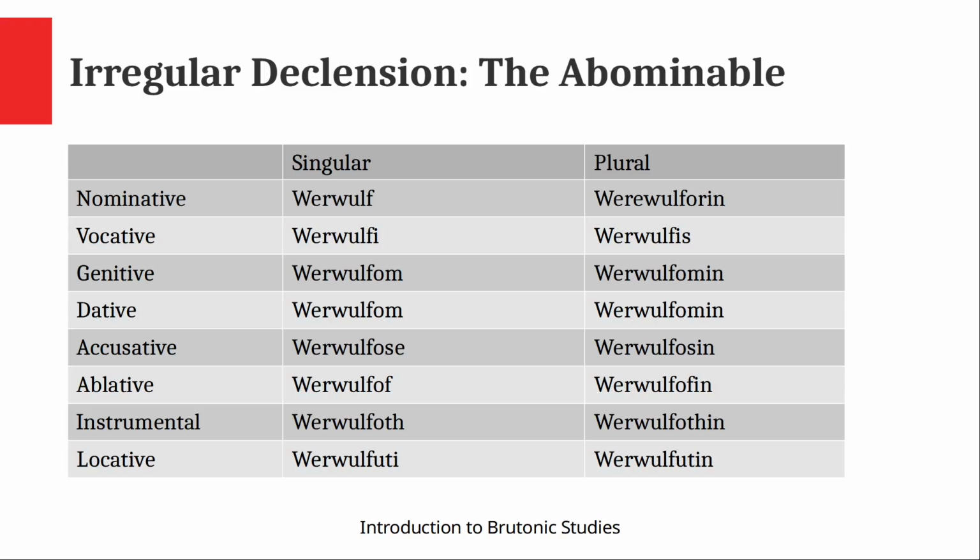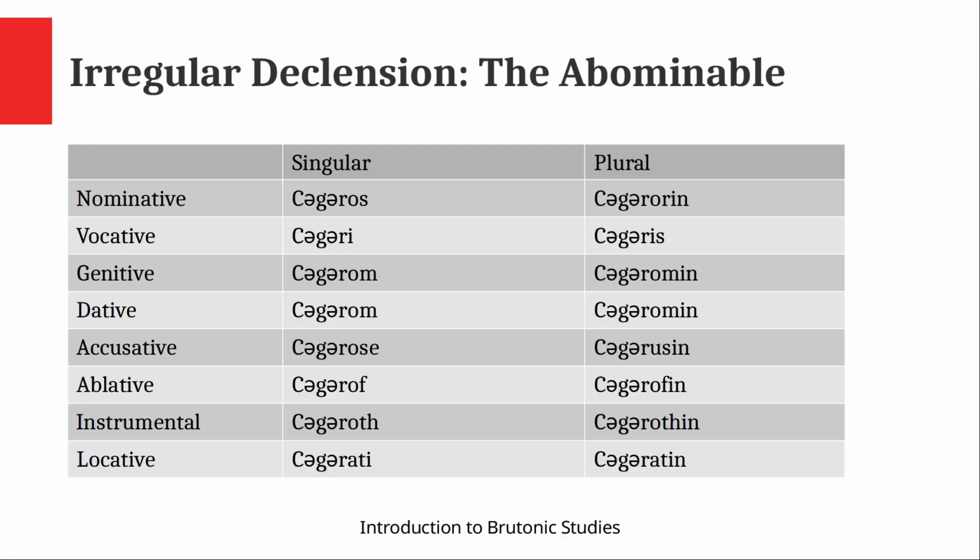The abominable actually comes in two separate declensions, one for words ending in a consonant, as seen here in werewolf, and a separate one for those ending in us. Here is kagarus, giant, an us-abominable noun. The Kagaruran were the original inhabitants of Albion before the arrival of Brutus and his Trojan warriors.